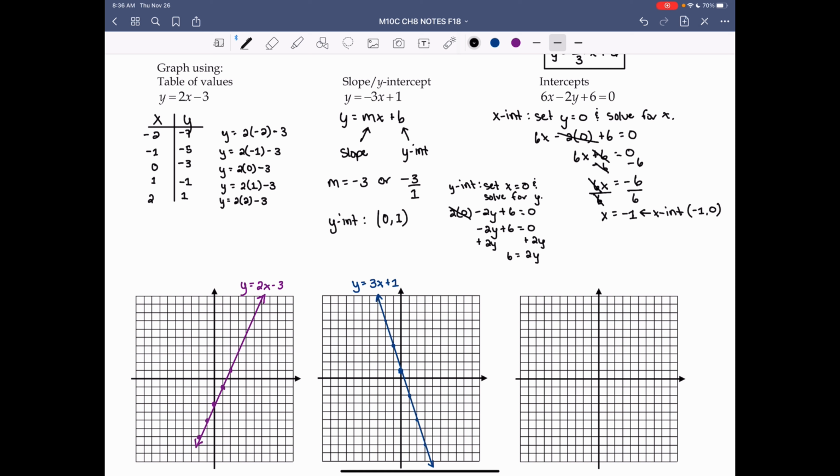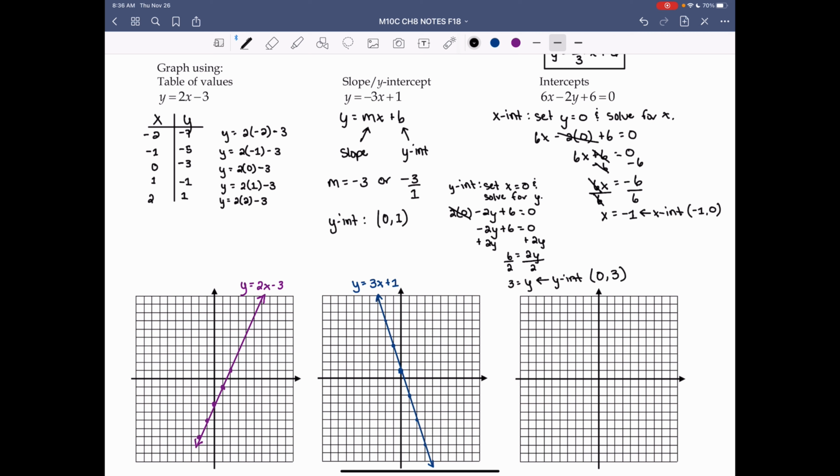Now I want to separate the 2 from the y. Remember, 2y is 2 times y. So to separate the 2 from the y, do the opposite operation, which is dividing by 2. And we get 3 equals y, or y equals 3, which tells us that the y-intercept is at x equals 0 and y equals 3.